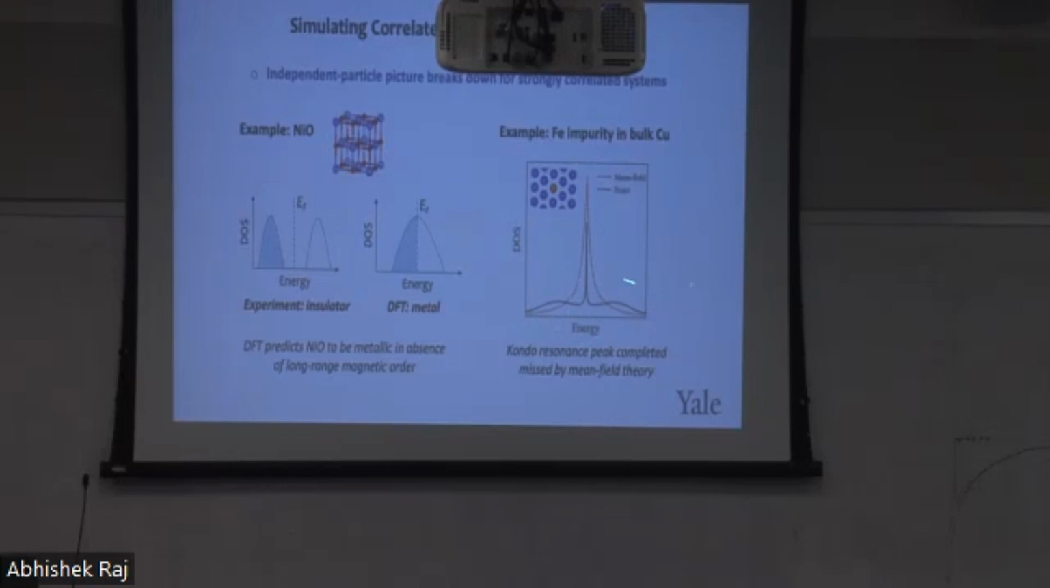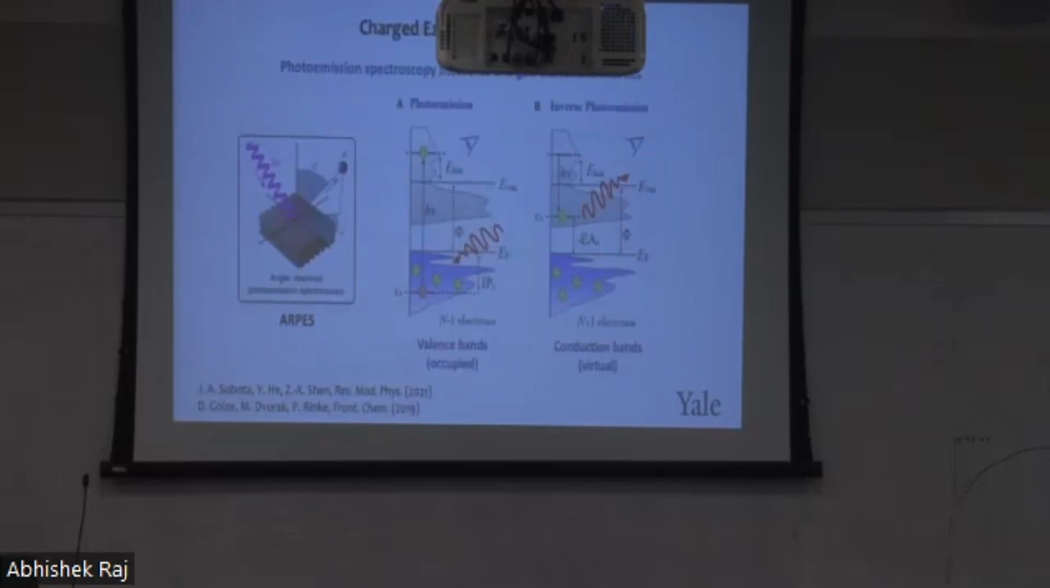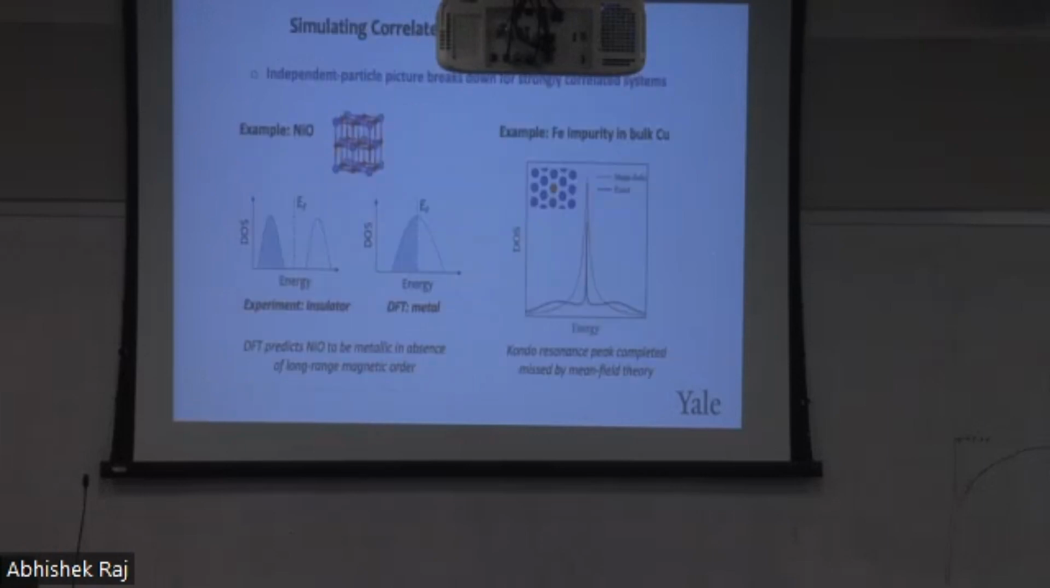You only have one peak, essentially. That's the other failure of mean field method. Okay, so following this, we're going to be focusing on some aspect of simulating solids.